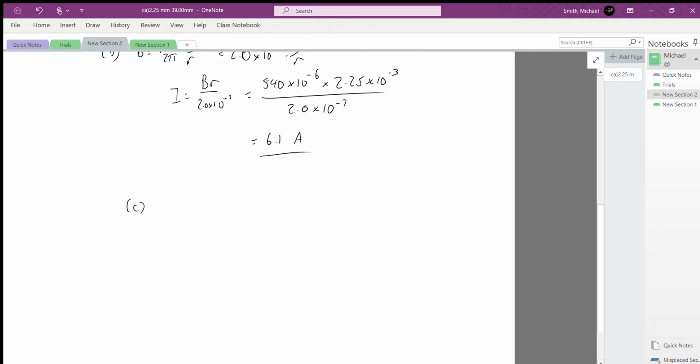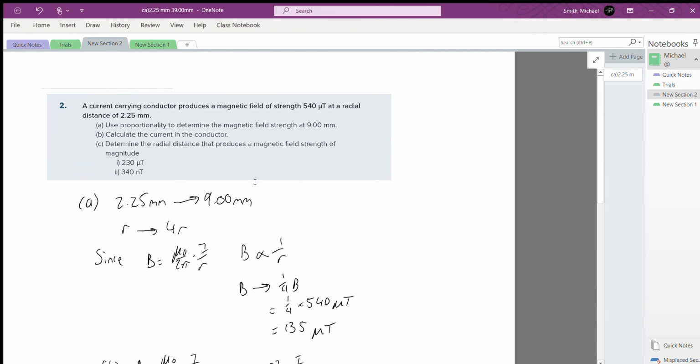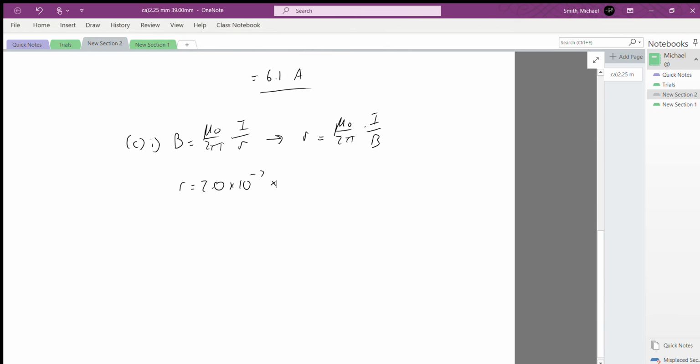microtesla. So here, all we have to do is rearrange our formula again for R this time. We have B equals mu naught on 2 pi multiplied by I and R. Therefore, we can get R on its own. Then it'll just be R equals mu naught on 2 pi multiplied by I on B. So for the first one, we have 2 times 10 to the power of minus 7 multiplied by the current, which we just worked out before, that was 6.1 amps, all over the magnetic field strength value.